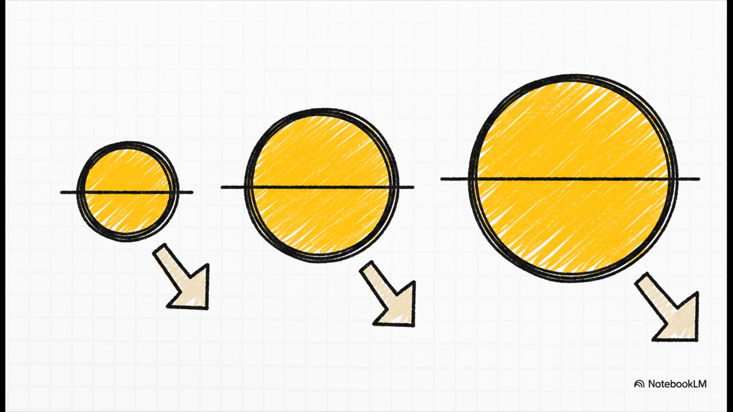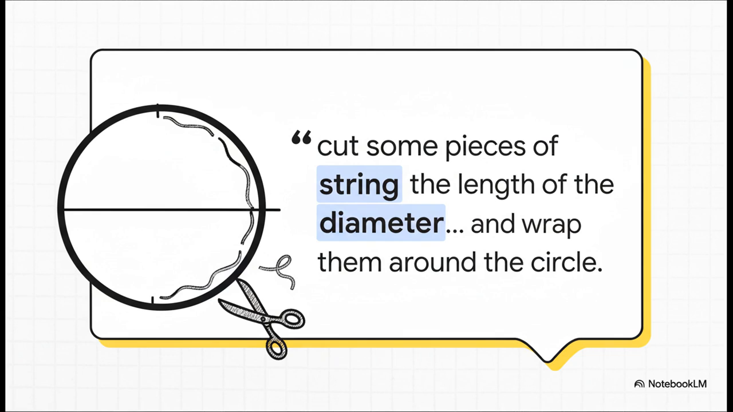Because here's the crucial insight, the big secret. For any circle in the universe, the distance around it is always directly related to the distance across it. This isn't just a coincidence. It's like a fundamental law of how circles work. So picture this. You take a piece of string and you cut it so it's the exact same length as the circle's diameter. Now, what would happen if you started laying that piece of string along the curved edge of the circle? How many pieces do you think you'd need to go all the way around?